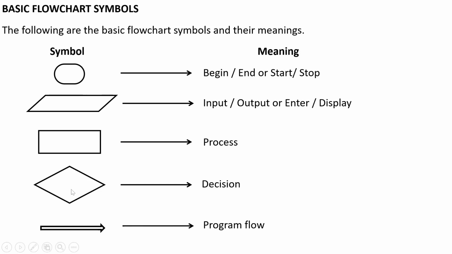Then this one, the diamond, is a decision. If it has to think more, if there are more processes to be done about the information that has come in, then the thinking will be done to make a decision if there are more than two decisions to be made. Okay, so you need to have a decision here. Then this one is just the arrow which shows the program flow.